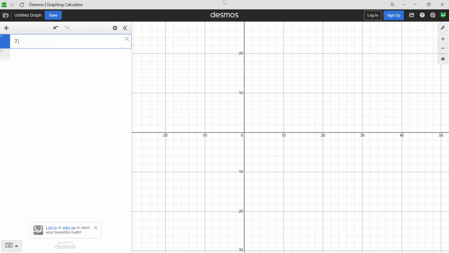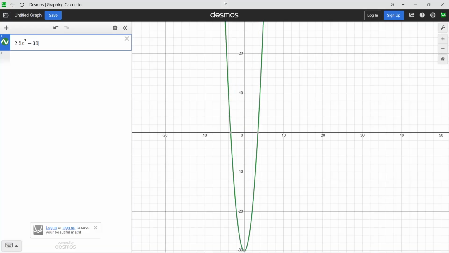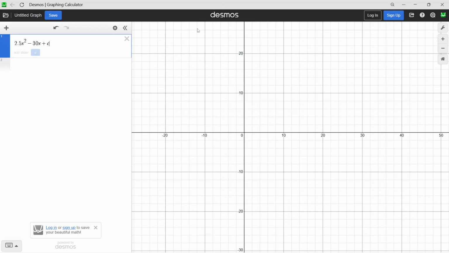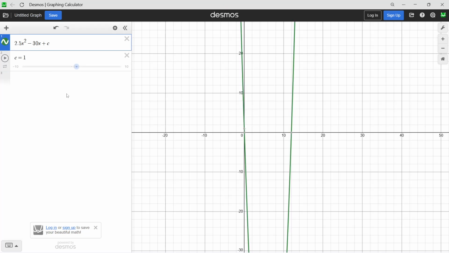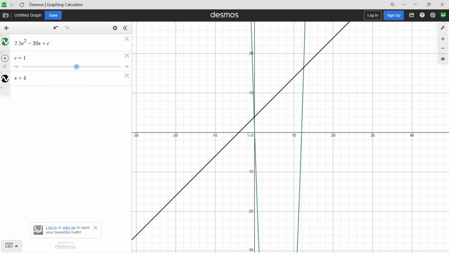I just put in 2.5x squared minus 30x plus c, plus c, not plus x. Then I'll make a slider for c, and then I'll put x plus 4. And if x plus 4 is a factor of that first equation, they will meet on the x-axis. So now I'm going to put my values for c.